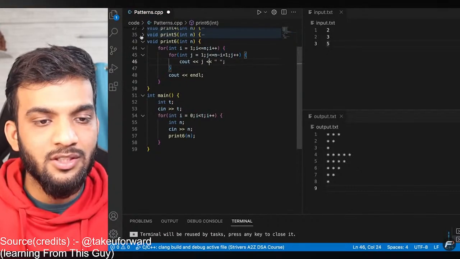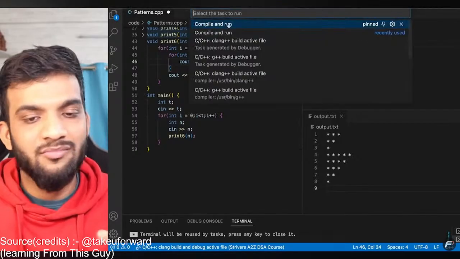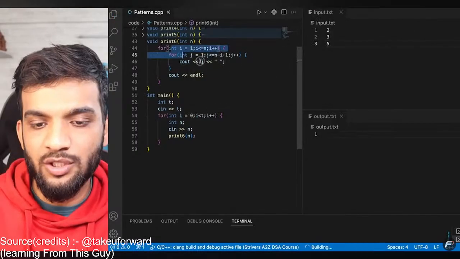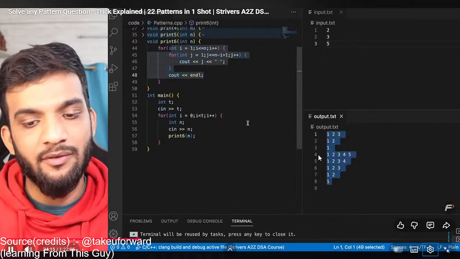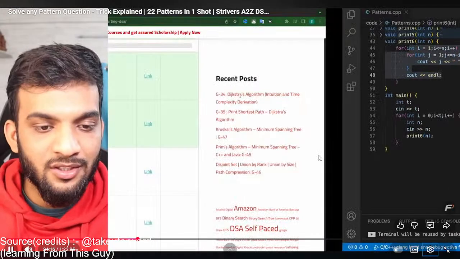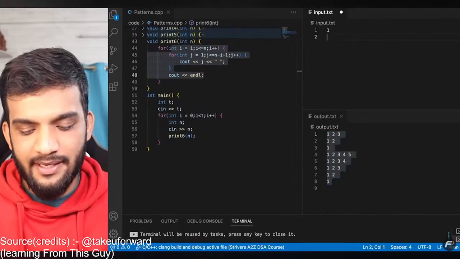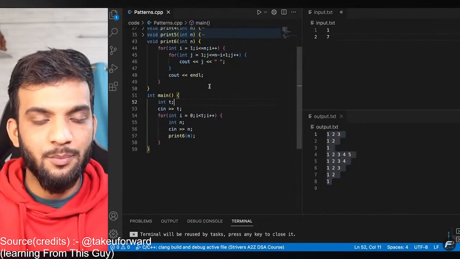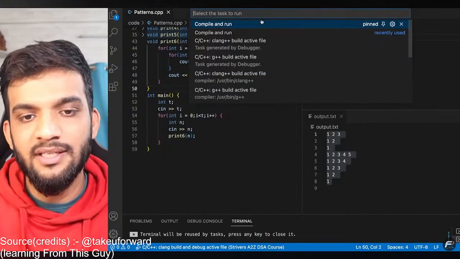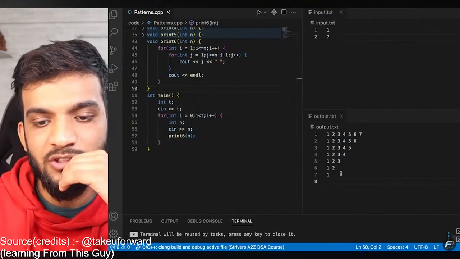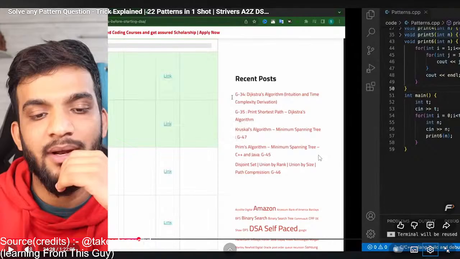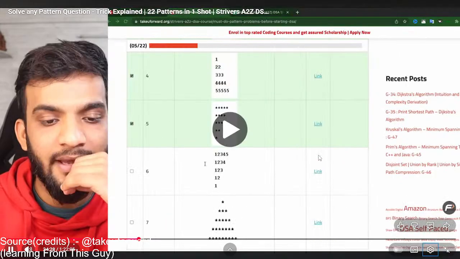Let's quickly run this for pattern 6. Again, pretty simple. So if we do this, yeah, it does run fine, right? By the way, for easy understanding, let's do one test case at 7. That should give you an easy understanding. So if I run this, you see everything is running absolutely fine.